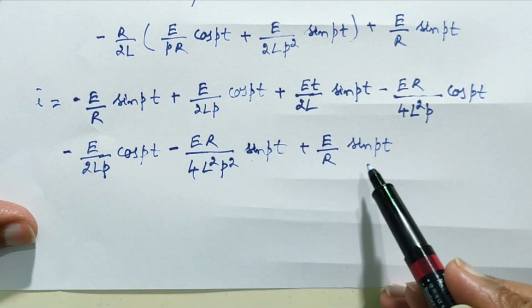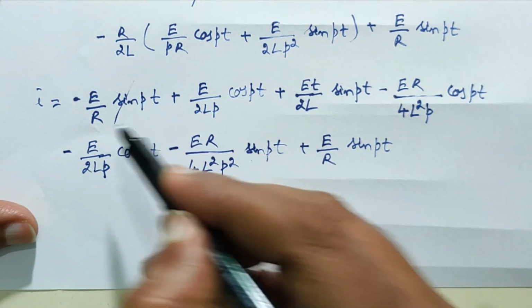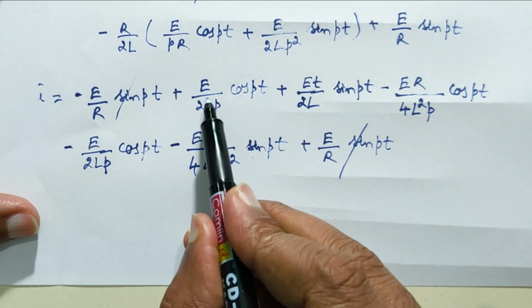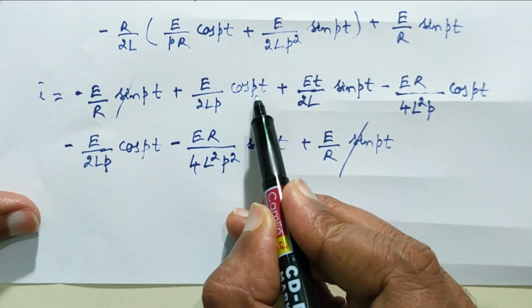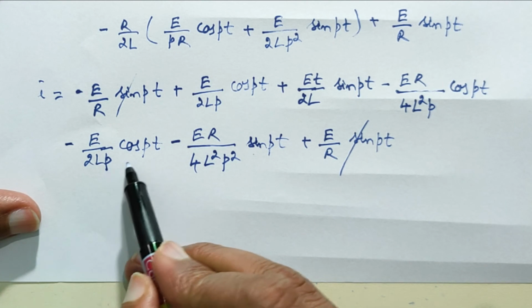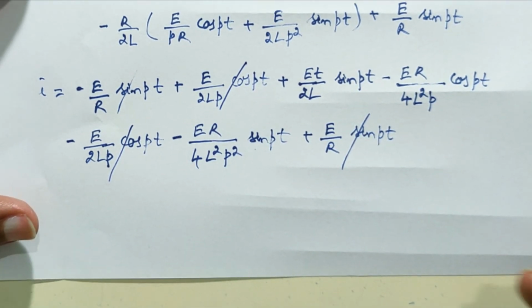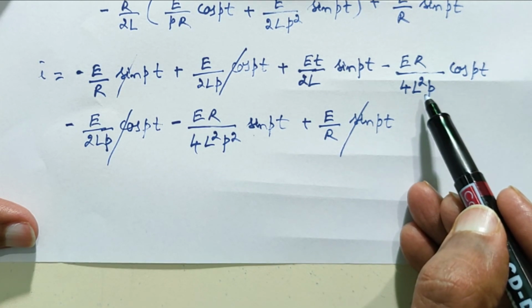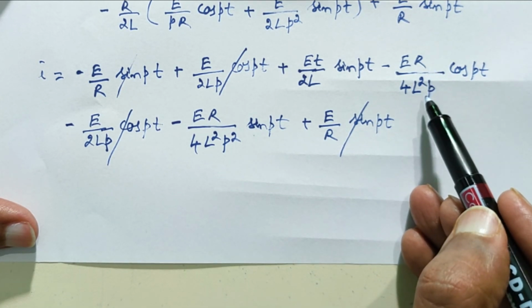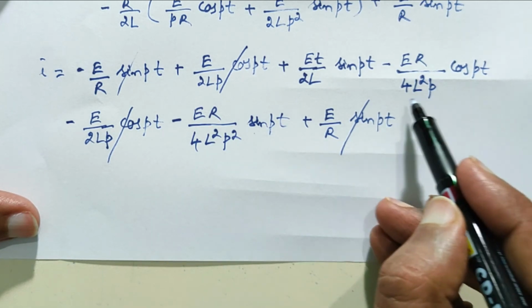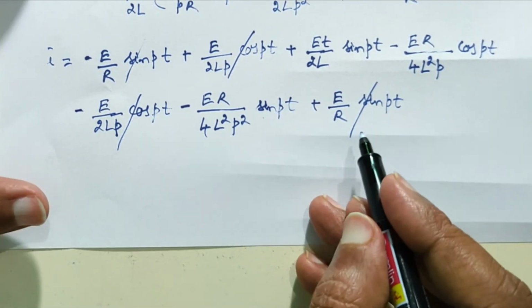This negative value and this positive value will cancel out. These two terms will cancel out. Next over here you have plus E by 2LP cos PT minus E by 2LP cos PT. So these two terms will cancel out. Since we know that R by L is small, R by L square is a very small value. Here also R by L square is a very small value. Therefore we will try to ignore those two terms.